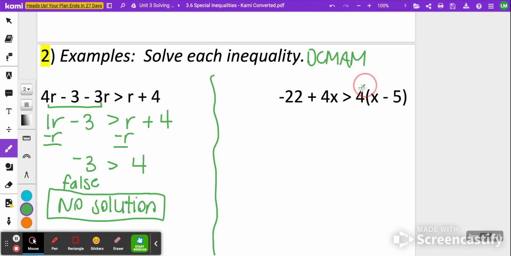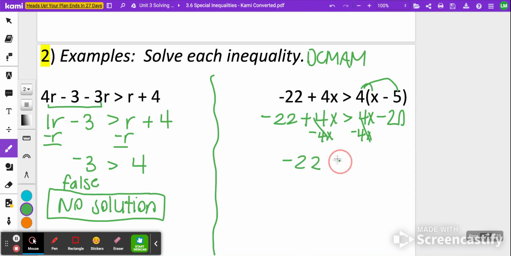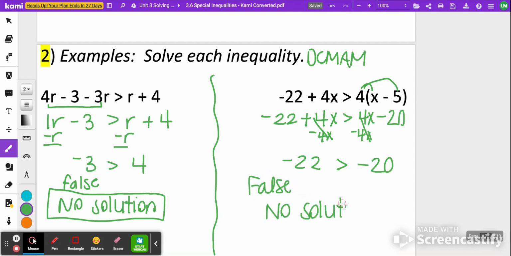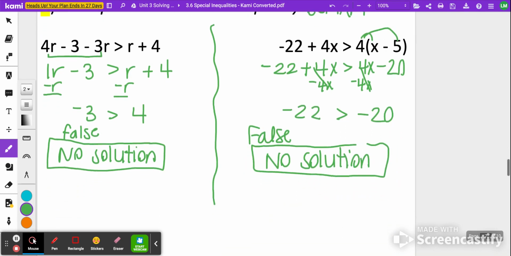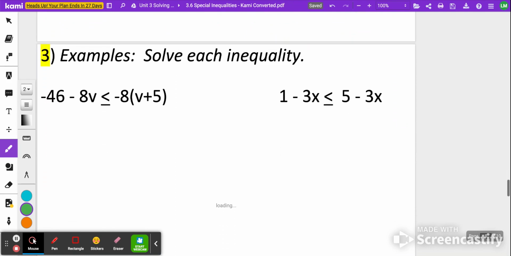Next, over here, it looks like I need to distribute first. So my left side still stays the same. -22 plus 4x is greater than 4x minus 20. Next, we're going to combine our x's. So I'm just subtracting 4x from both sides. I get -22 is greater than -20. This one is also false. So we're going to have to say no solution. Onward to number 3. Number 3, again, solving each inequality.